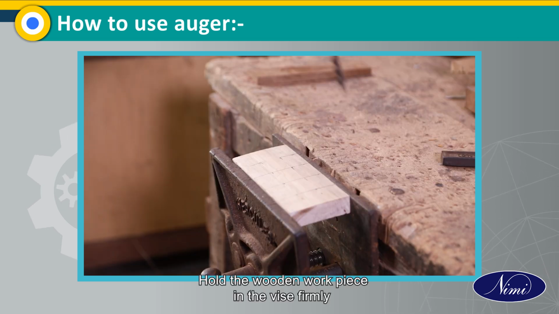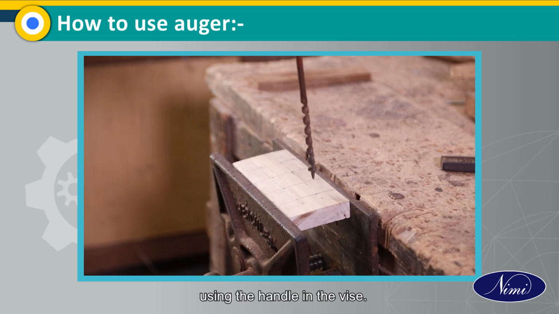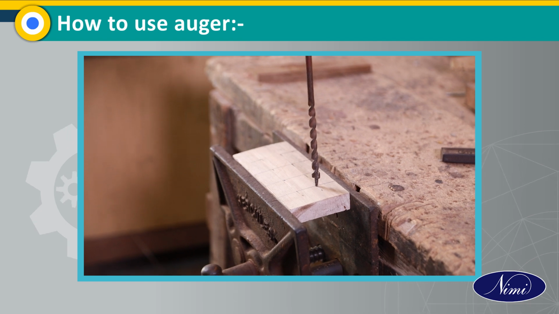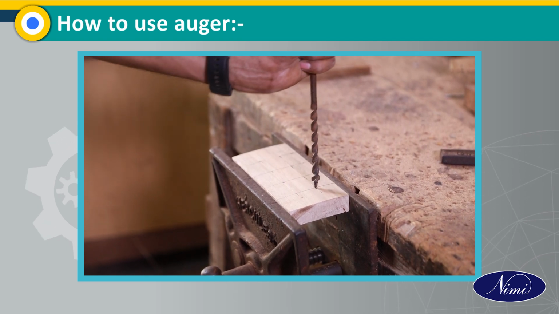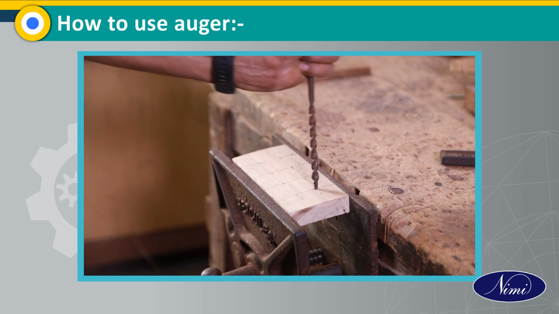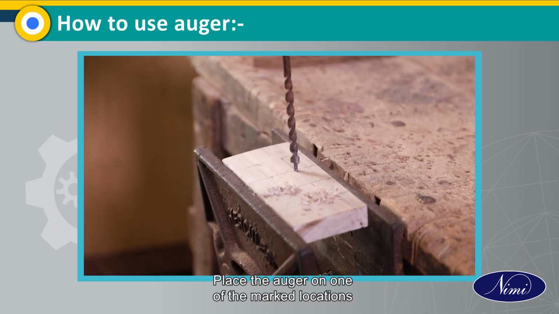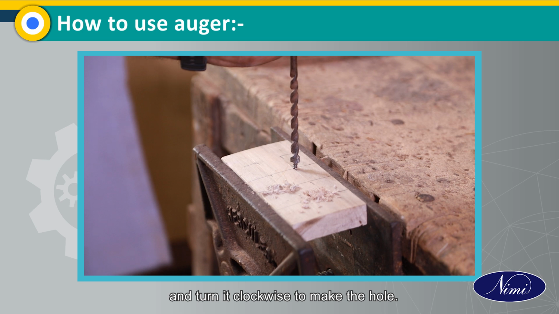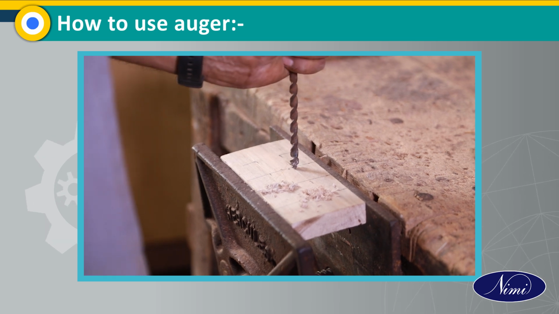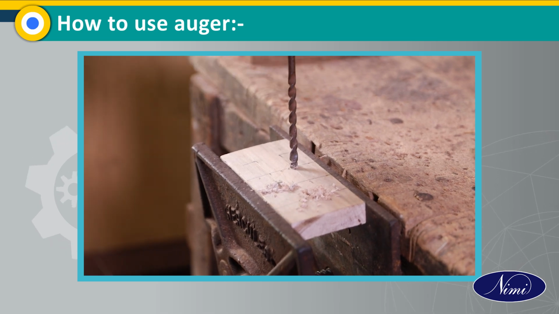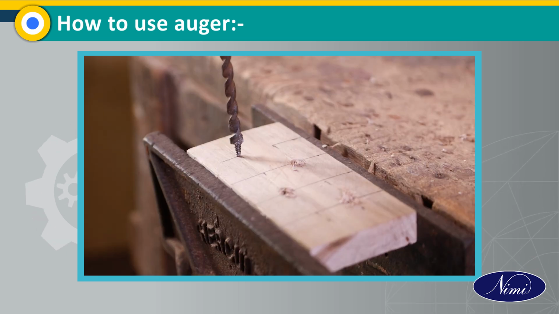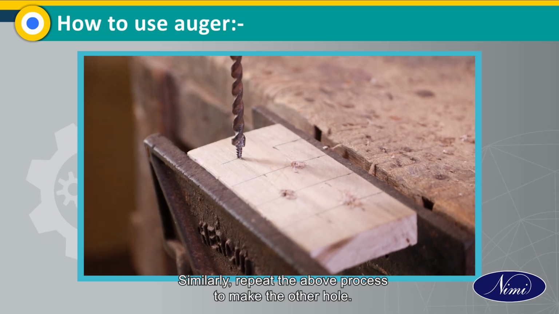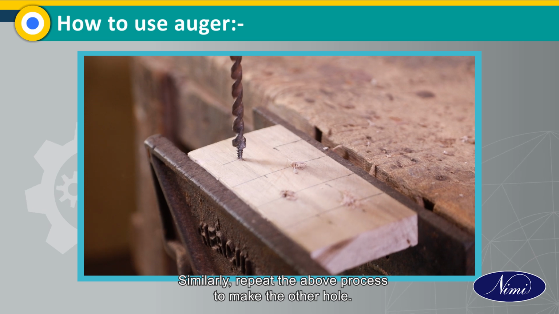Hold the wooden workpiece in vise firmly using the handle in the vise. Place the auger on one of the marked locations and turn it clockwise to make the hole. Similarly, repeat the above process to make the other hole.